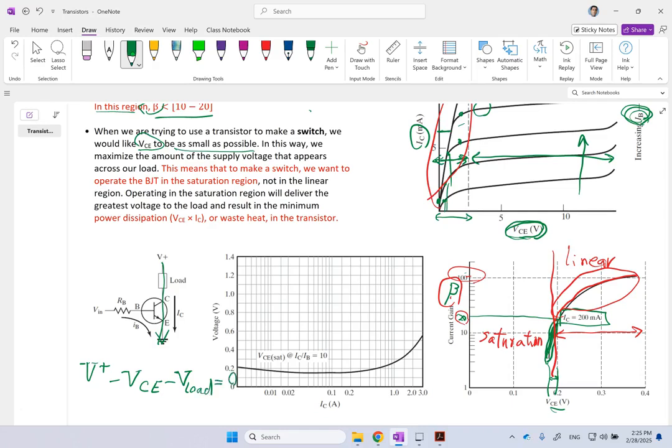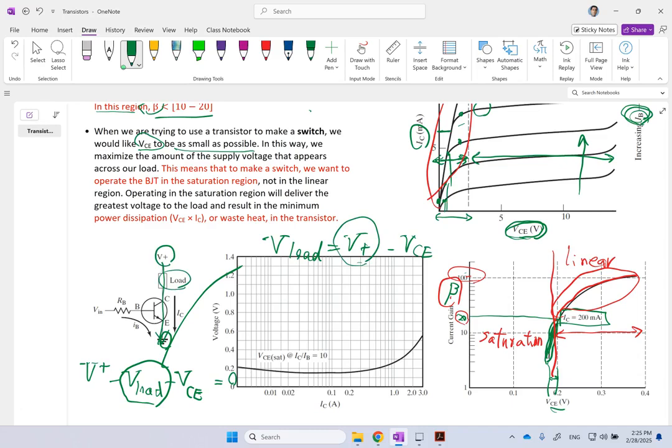Or if you want, you can switch those. So let's say V load minus VCE. And why 0? Because the end of it is ground. So this is what you have. And clearly you see that if you solve for V load, what is it? V load is going to be V plus minus VCE. So if I want most of that voltage to go to the load, I have to minimize the amount of VCE. Okay?